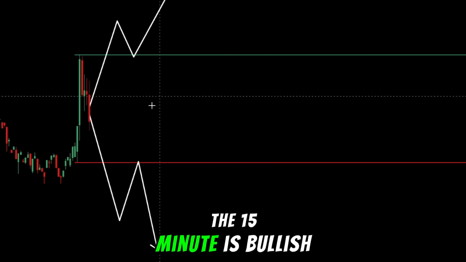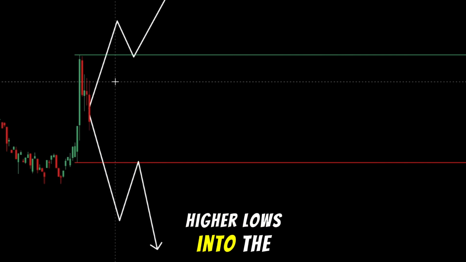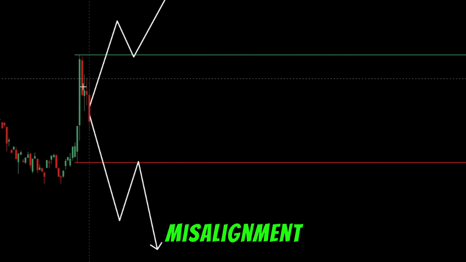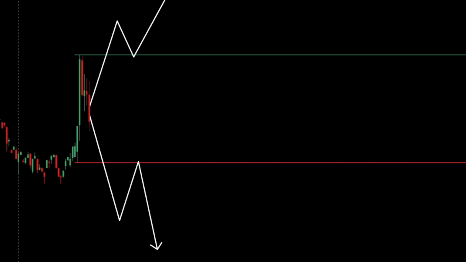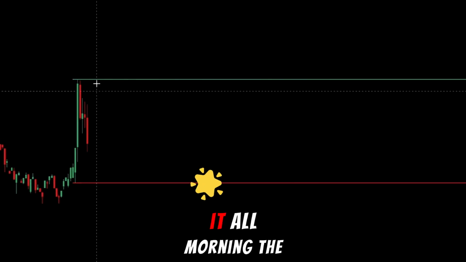But the 15-minute is bullish. It's mid-pullback, printing higher lows into the supply zone. So by my own step 1, this is a misalignment, and I should be sitting on my hands until the 15-minute rolls over. I took it anyway, because the zone was pretty, and I'd been watching it all morning.